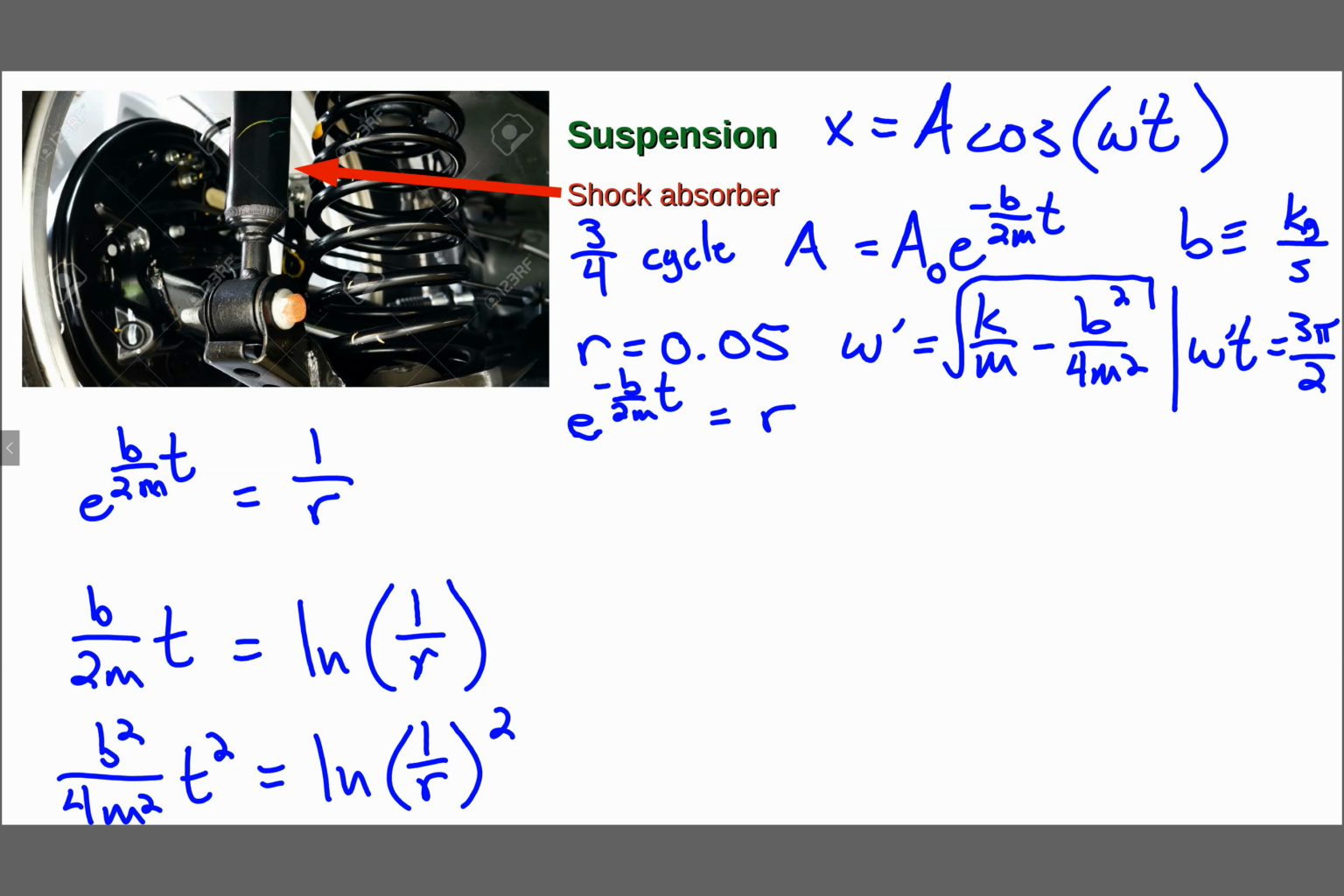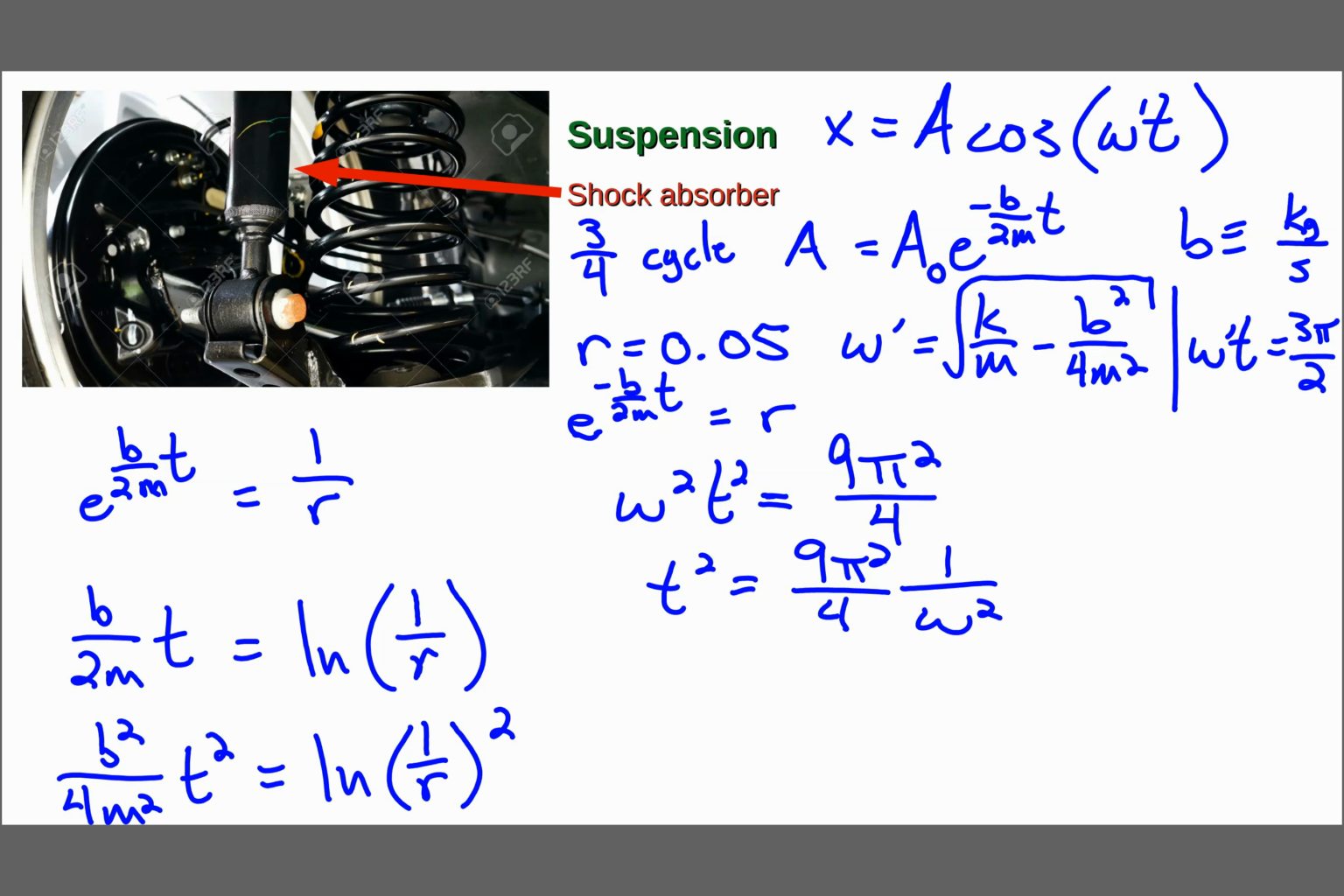And then we go over to the other thing, and we say omega prime t equals 3 pi over 2, right? And then I'm going to square this whole thing, okay? So I'm going to stop writing omega prime. I'm going to write it as omega, okay? Omega squared t squared equals, and then I got to square the other side. So then I have 9 pi squared over 4, okay? And then that means that t squared equals 9 pi squared over 4, 1 over omega squared, okay?